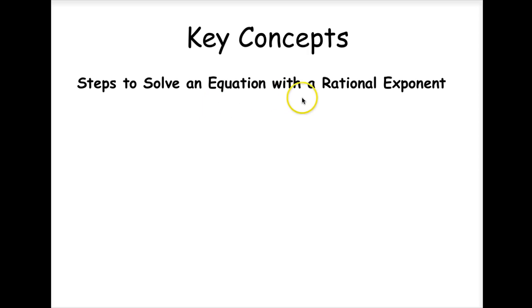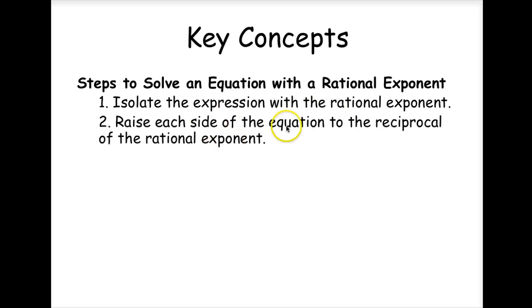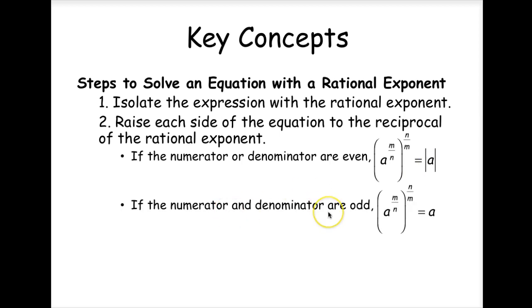Now, steps to solve an equation with a rational exponent. Again, you're going to isolate the expression with the rational exponent. Raise each side of the equation to the reciprocal of the rational exponent. Remember, when you multiply a fraction by its reciprocal, you get 1. If the numerator or the denominator is even, then your answer is going to be an absolute value. If they are both odd, then your answer is just whatever A is. What does that look like?